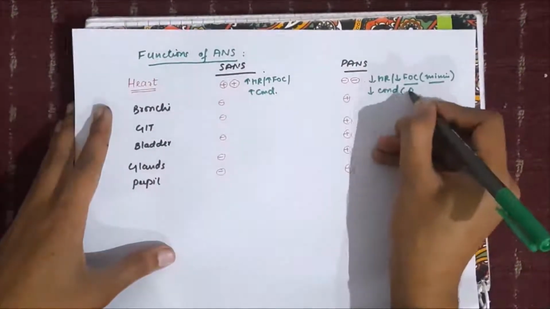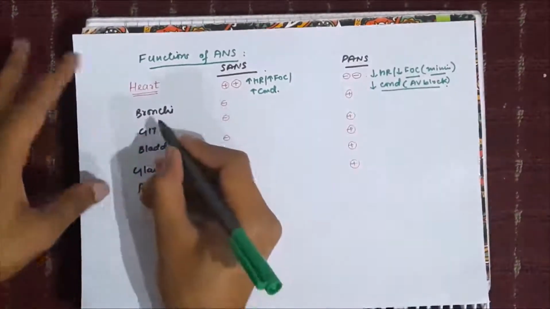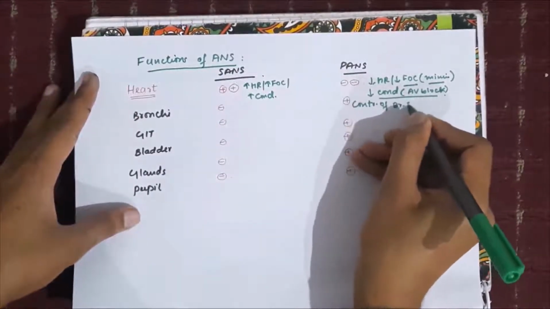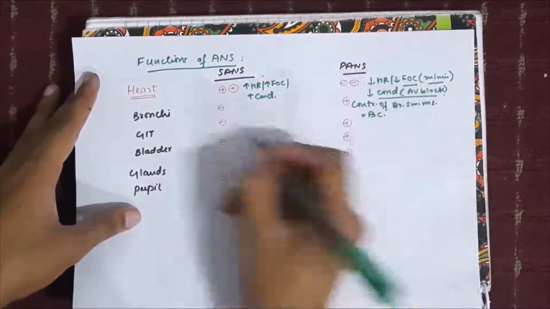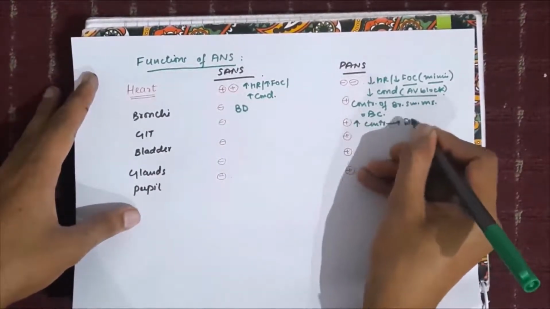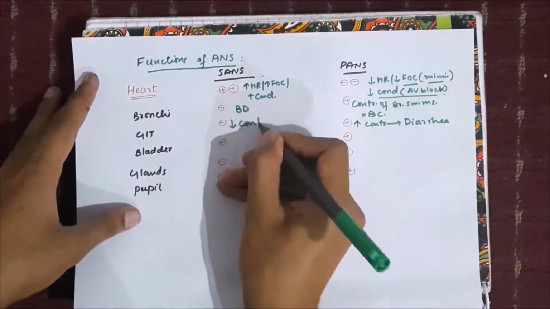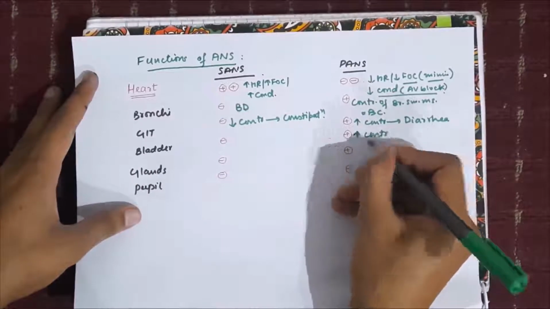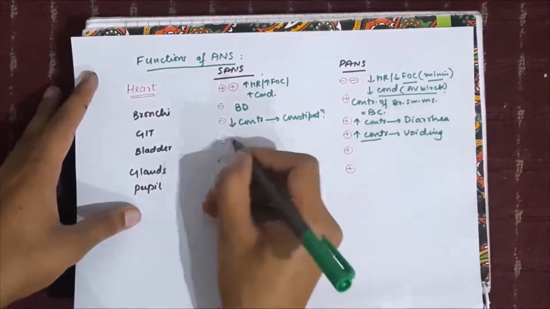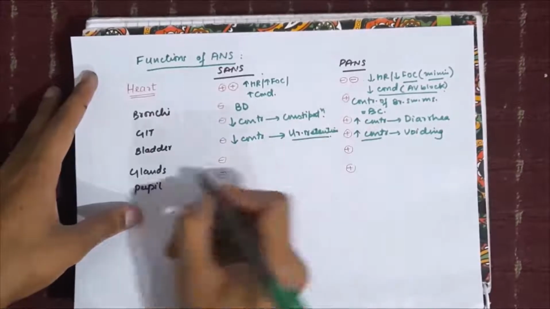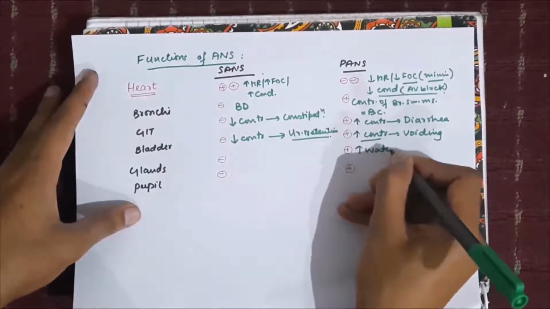This decrease in force of contraction is minimum because ventricles have less vagal innervation, and it decreases conduction. It can cause various degrees of AV block. In bronchi, it causes contraction of bronchial smooth muscle, which can lead to bronchoconstriction, and sympathetic nervous system causes bronchodilation. In GIT, increased contractions can cause diarrhea, and decreased contractions by sympathetic nervous system can predispose to constipation. In bladder, increased contraction will lead to voiding of urine, and decreased contractions of detrusor will cause urinary retention.